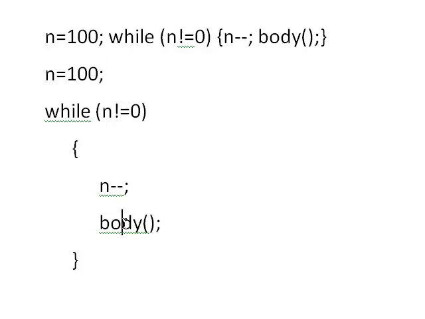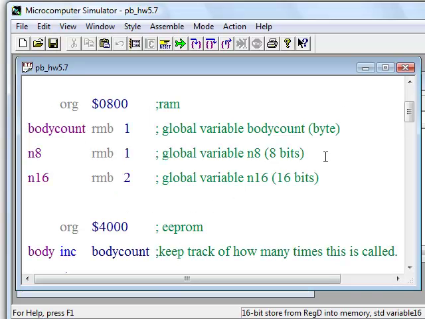So the first time we call the subroutine, the value of n won't be 100, it'll be 99. But it will execute 100 times because we'll decrement down to 0 and call it with the value 0 as well, before we test it. So let's see how this is implemented in assembly language.